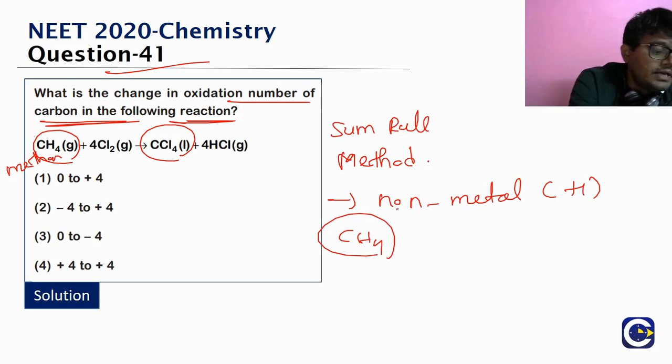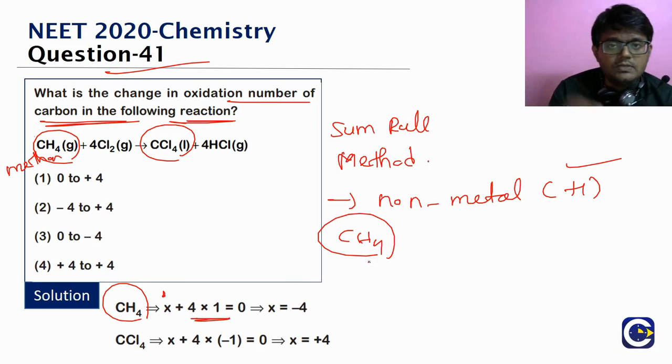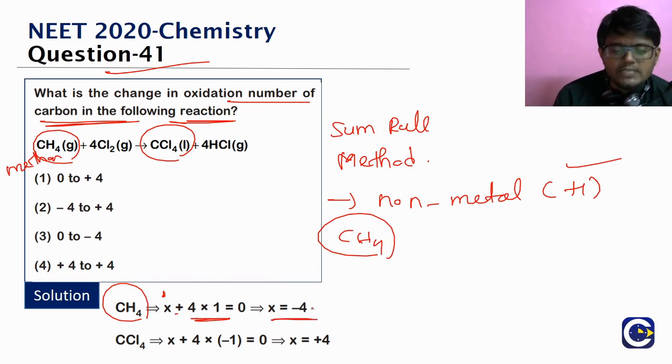Okay, now look at this. In CH4, we will first find the oxidation state of carbon. Let us say X is the oxidation state of carbon, plus 4 hydrogens are there. Each hydrogen we will take as +1. Why? Because hydrogen is present along with the non-metals. So X plus 4 into 1 will be equal to what? It's not an ion, so the total sum will be equal to 0. So X will be equal to -4.